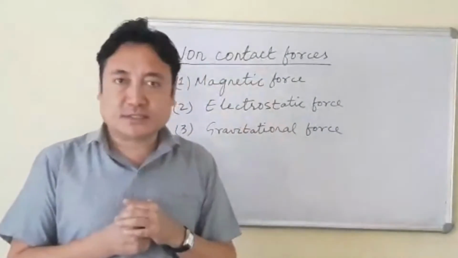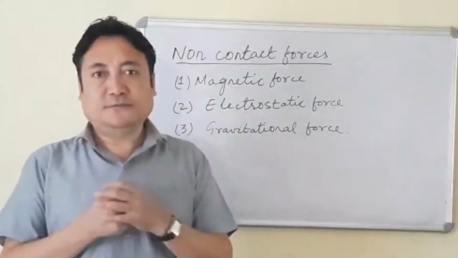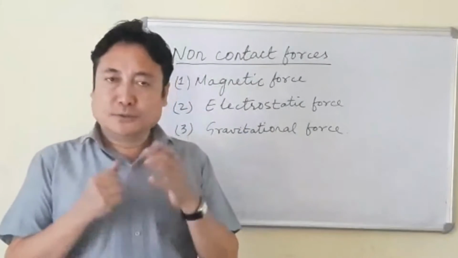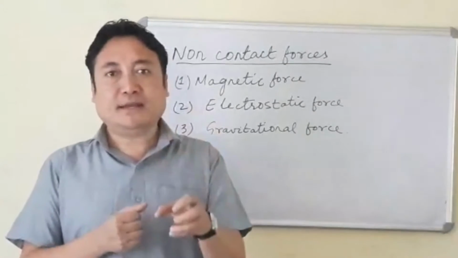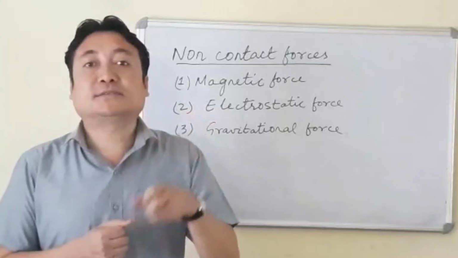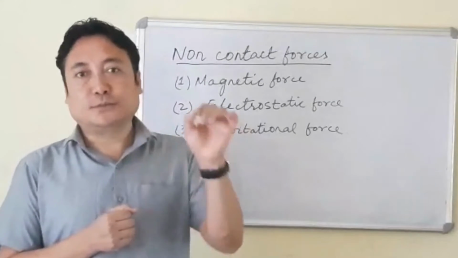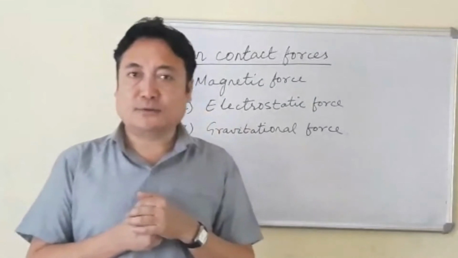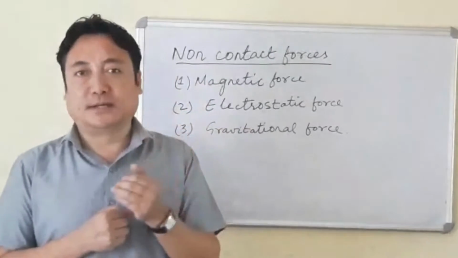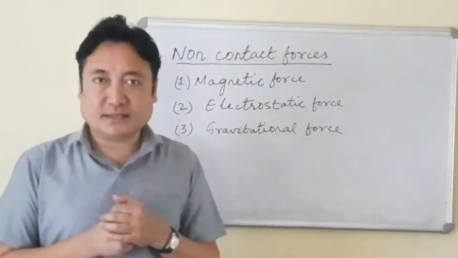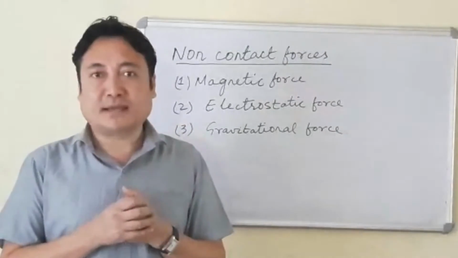The magnetic force is the force exerted by a magnet. How is the force exerted by the magnet? You know the magnet has an attractive property, and a magnet attracts magnetic substances. Magnetic substances are those substances which get attracted by the magnet. Iron, nickel, and cobalt are the three magnetic substances. These magnetic substances get attracted by the magnet.